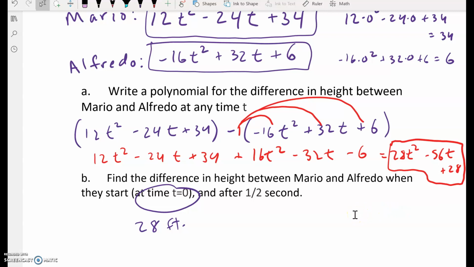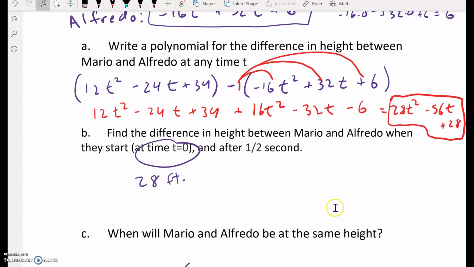Now let's move on to part B. Find the difference in height. We already answered this when time equals 0. After half a second, you can plug your half a second into the original polynomial, but it'll be quicker to plug your number into the simplified expression.